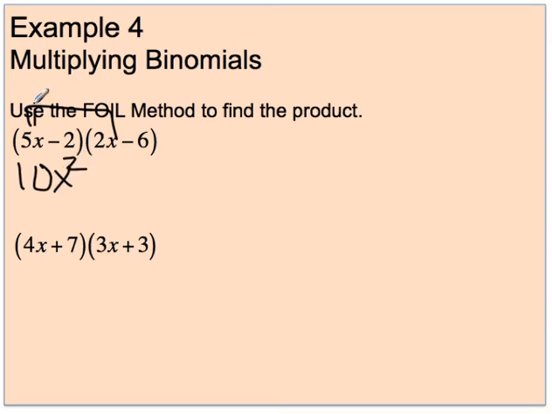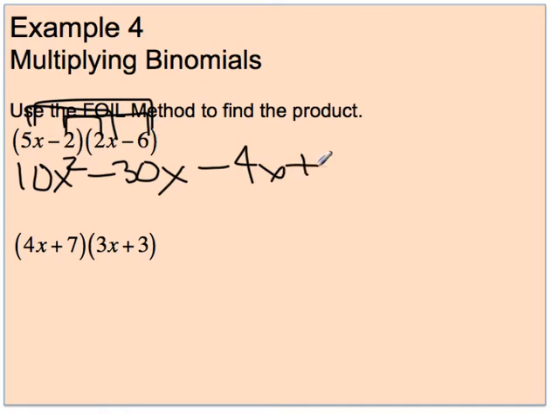Outer times outer, we have 5x times negative 6. So that's going to give us negative 30 times x. Inner times inner, we have negative 2 times positive 2x. That's going to give us a negative 4x. And last times last, we have negative times negative, so that's going to give us positive, and in this case 12. So combining like terms, here we have 10x squared minus 34x plus 12.